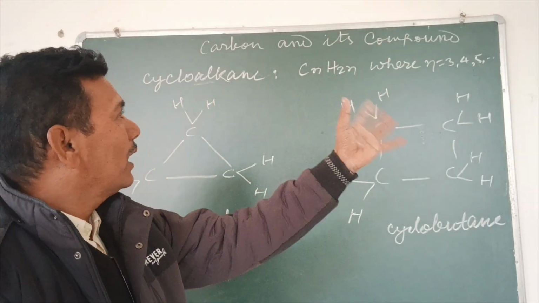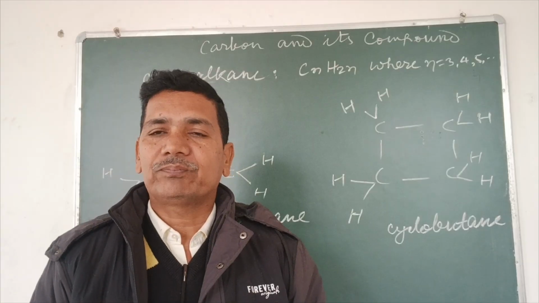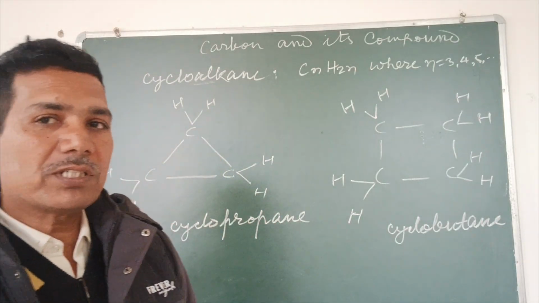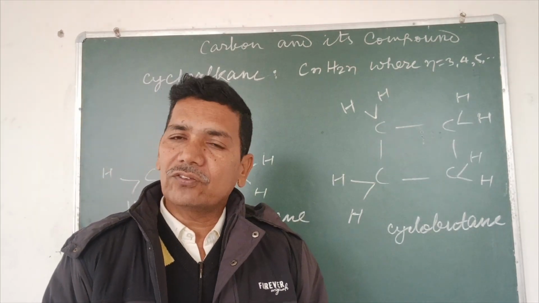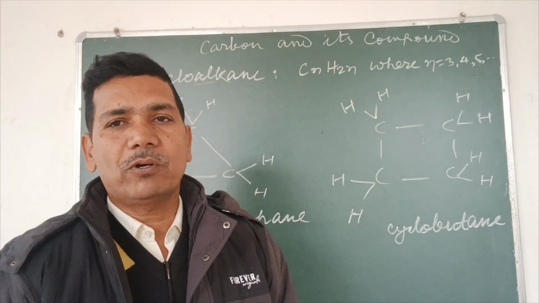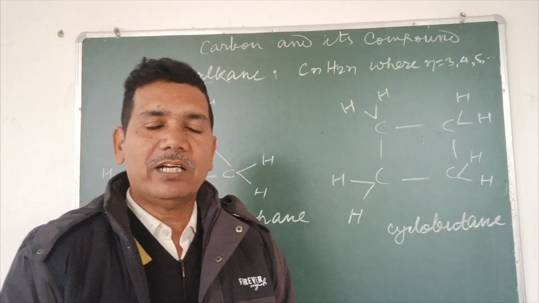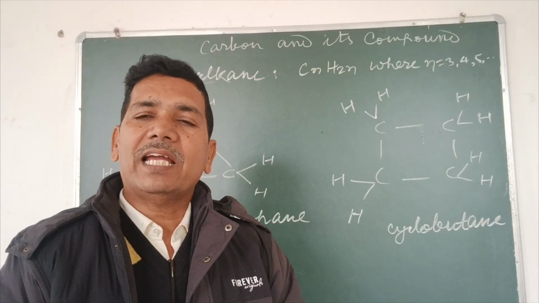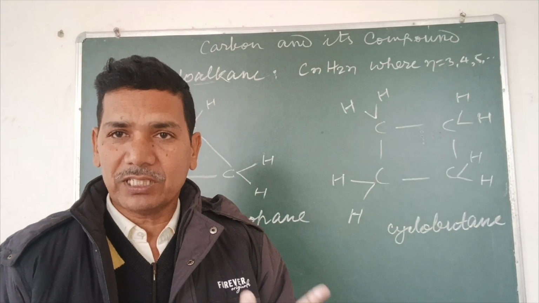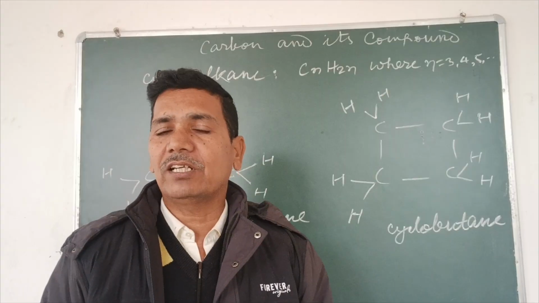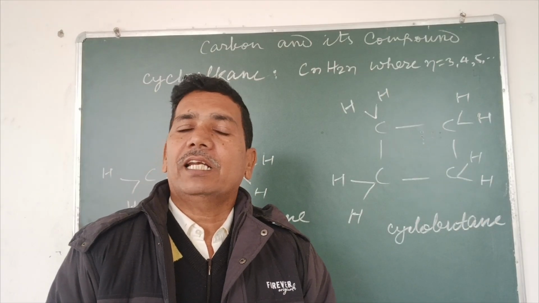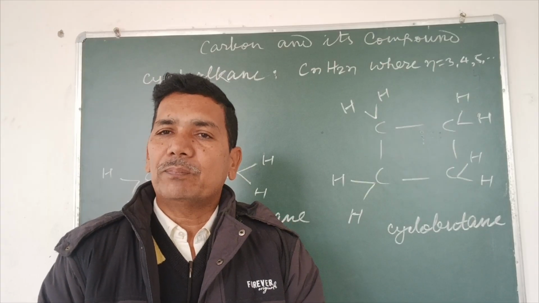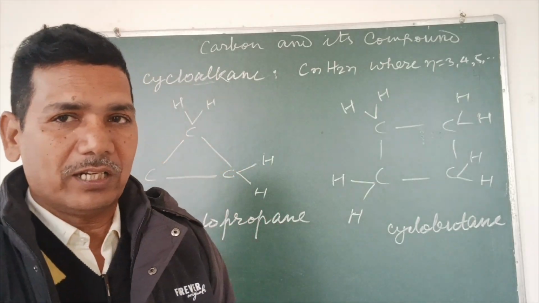So students, today we have studied hydrocarbons. We have studied 2 types of hydrocarbons: saturated hydrocarbons, in which all the bonds are single, and unsaturated hydrocarbons, in which all the bonds are not single, either there is at least one double bond or at least one triple bond. Alkane and cycloalkane groups are saturated hydrocarbons, because all the bonds are single. But alkene and alkyne groups are unsaturated hydrocarbons, because in these compounds all the bonds are not single.